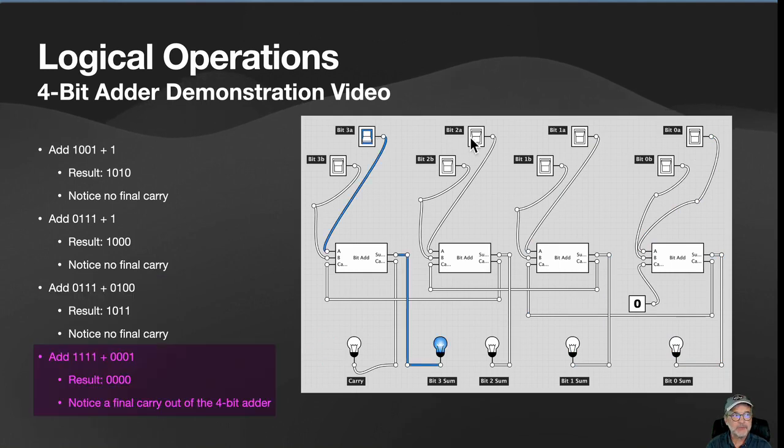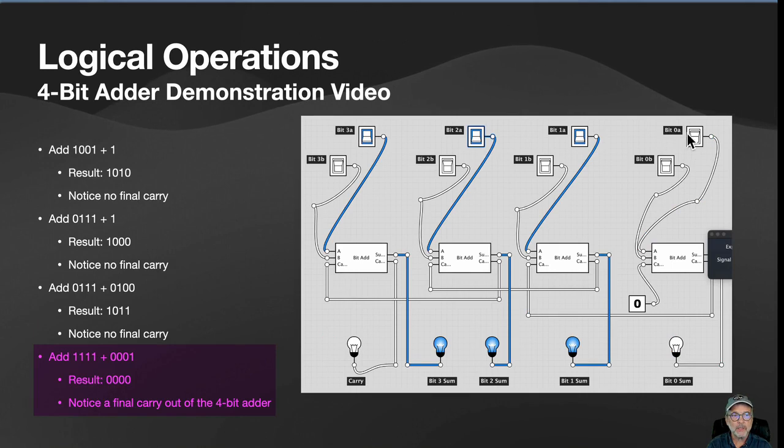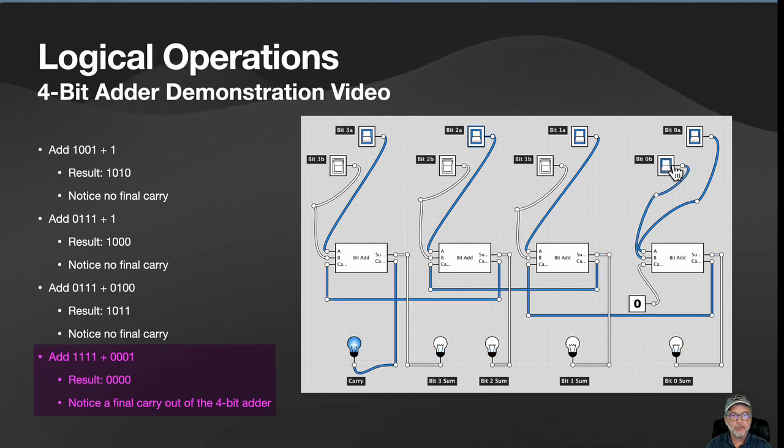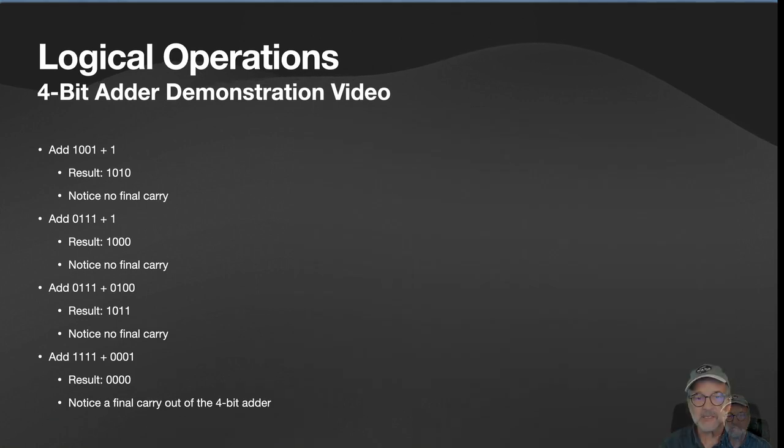And now what we're going to do is put all 1s on the top. So we're going to add 1111 plus 1. So we put all 1111 up on top, and now we're going to put a 1 on the bottom. And notice how the sum is all 0s. But then we have a carry out. That would be the carry flag in this case if we had a 4-bit adder. So this is a simulator on how a 4-bit adder can work with simple logic gates.